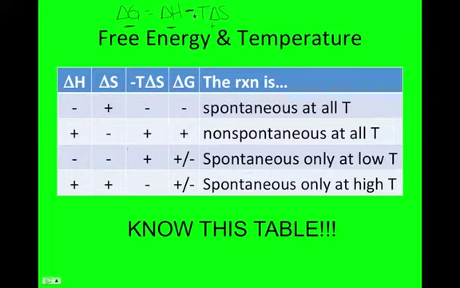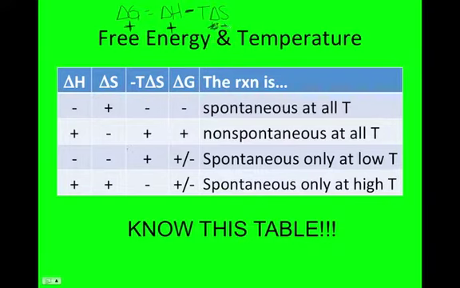If you have the opposite, where delta H is positive and delta S is negative, then the T delta S term is negative, and when you subtract a negative, that makes it positive. So you have a positive plus a positive, which means delta G is going to be positive. So if delta H is positive and delta S is negative, no matter what you try to do, this reaction will not be spontaneous.